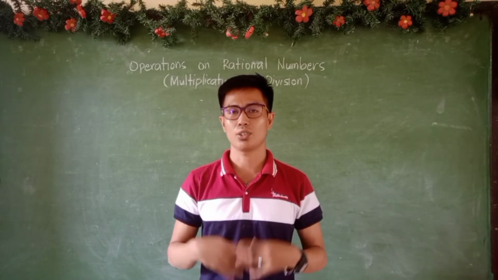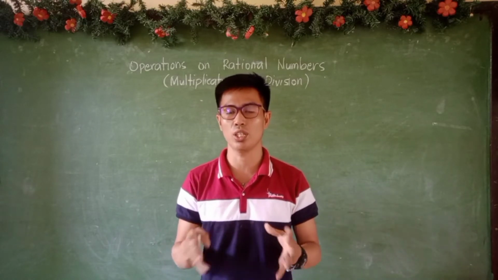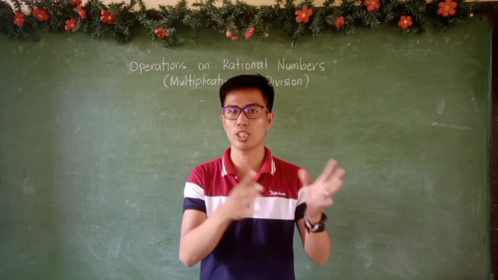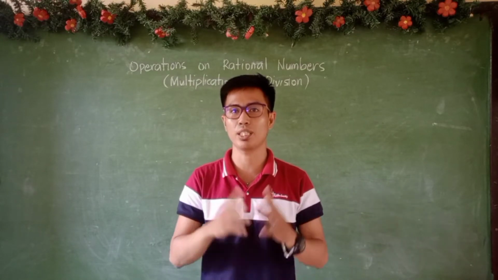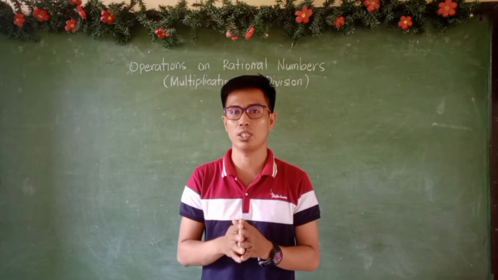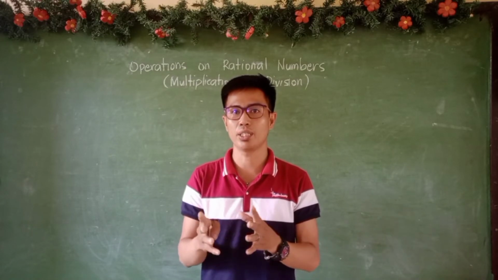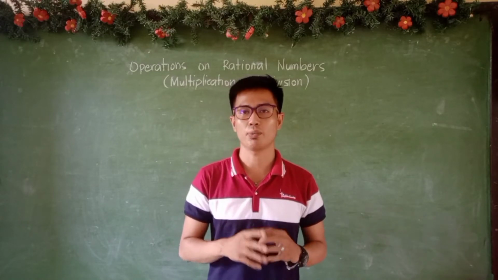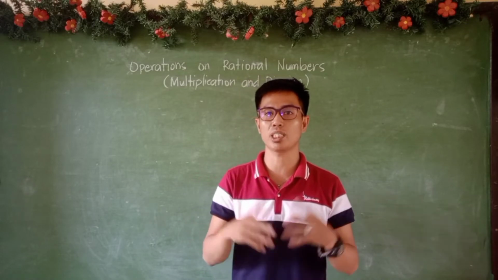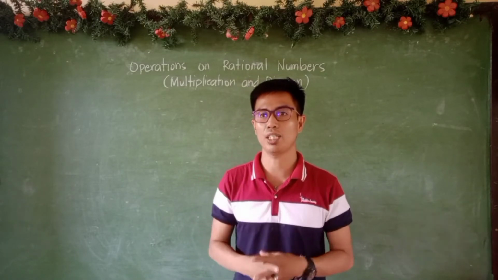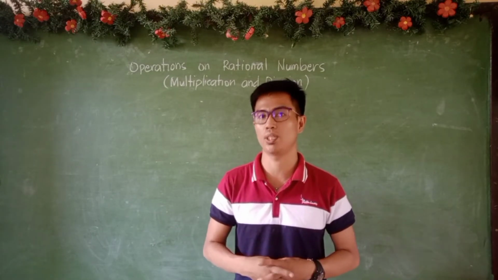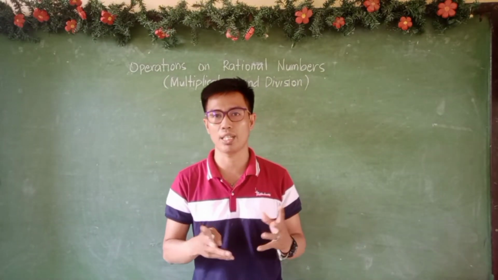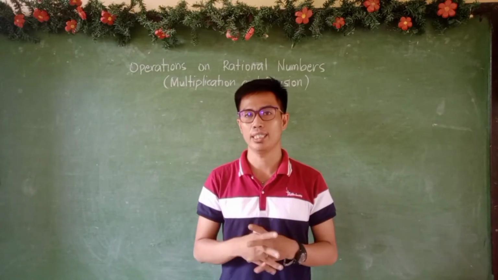So this tutorial is the continuation of the tutorial na diniscuss ko last time with regards to operations on rational numbers in fraction form. So for this time, we're going to discuss multiplication and division of rational numbers, especially in fraction form. So how are we going to divide and multiply a rational number?